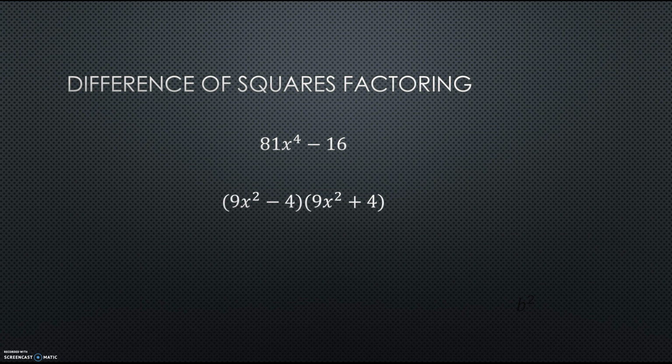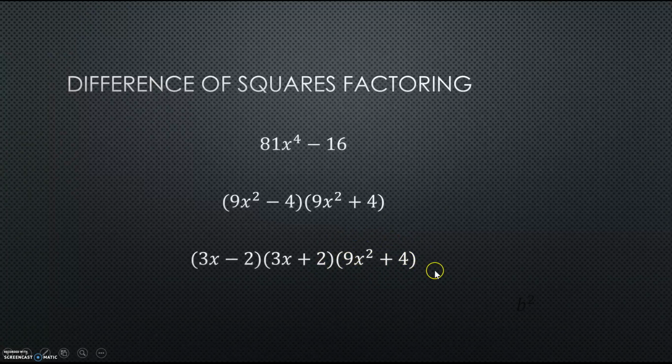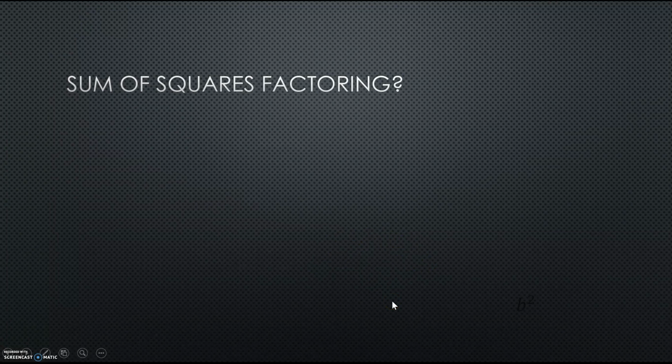We're actually not done factoring this, because if you look at it, this is also a difference of squares, right? 9x squared is 3x squared, and 4 is 2 squared. So I can factor this piece again and get 3x minus 2 and 3x plus 2, and then the 9x squared plus 4 stays the same. So you're probably thinking, all right, I factored a difference of squares, then I had another difference of squares and factored it. What about this guy down here, this 9x squared plus 4? Is there anything I can do with a sum of squares? The short answer is no. There's no way you can factor a sum of squares. So 9x squared plus 4 cannot be factored.